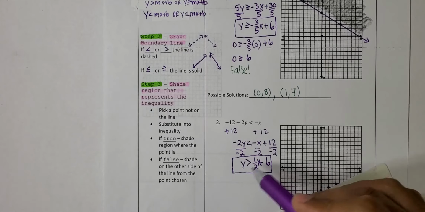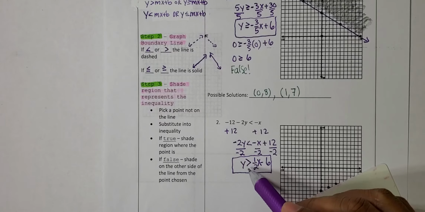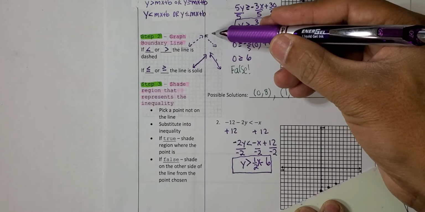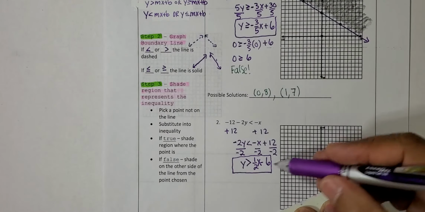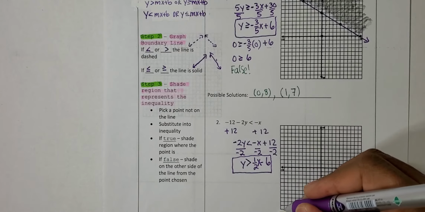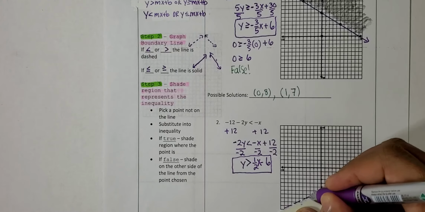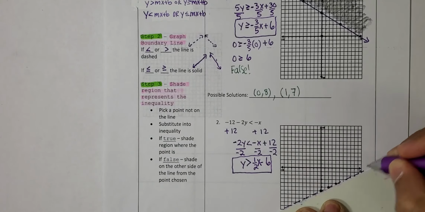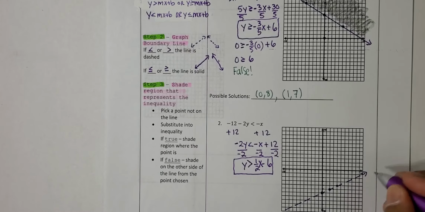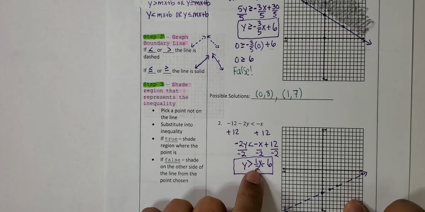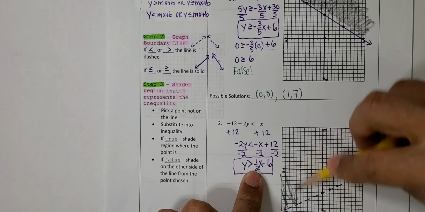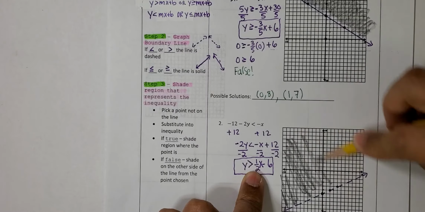Next question is, this is greater than. So is that going to be a solid or dashed line? And if you said it's going to be dashed because it's not equal to, you're correct. So I'm going to draw a dashed line here. And there is the line that represents this inequality. Next, this is saying greater than. So where do I shade? And if you said above the line, you are correct. So all of this is going to get shaded.